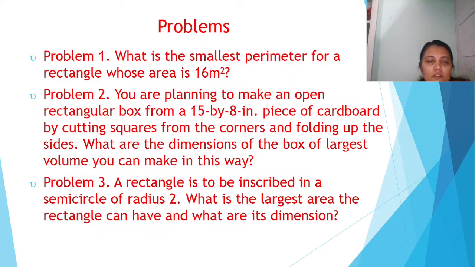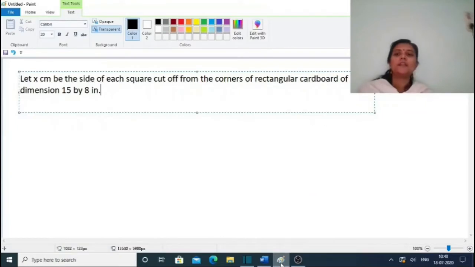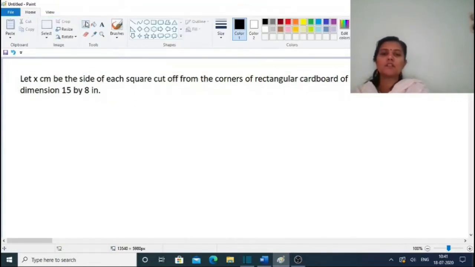Next problem is, you are planning to make an open rectangular box from a 15 by 18 inches piece of cardboard by cutting squares from the corners and folding up the sides. What are the dimensions of the box of largest volume you can make in this way? Let x centimeter be the side of each square cut off from the corners of the rectangular cardboard of dimension 15 by 8 inches. So we have a rectangular box.